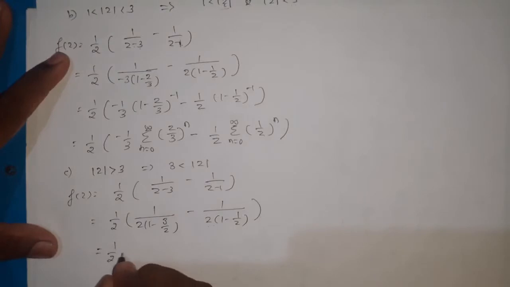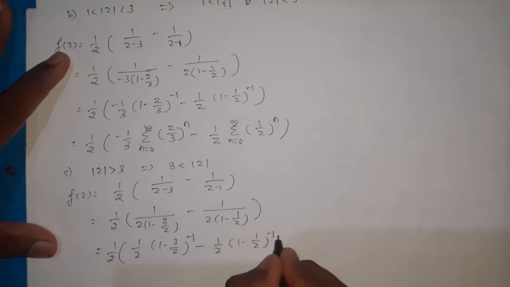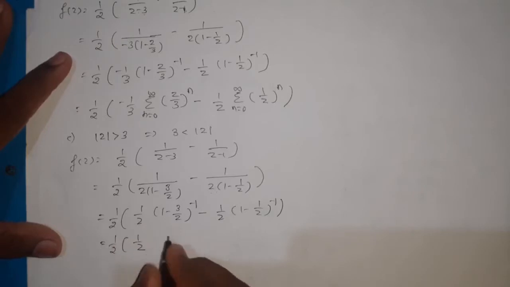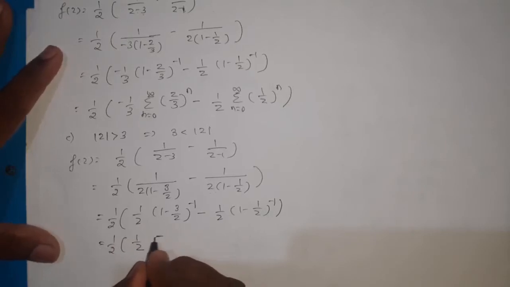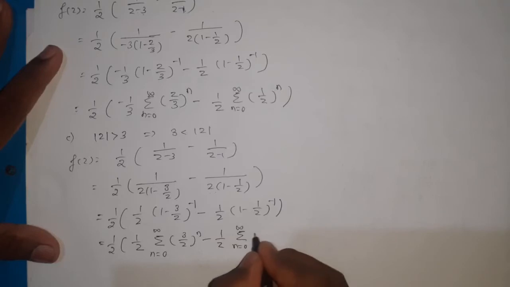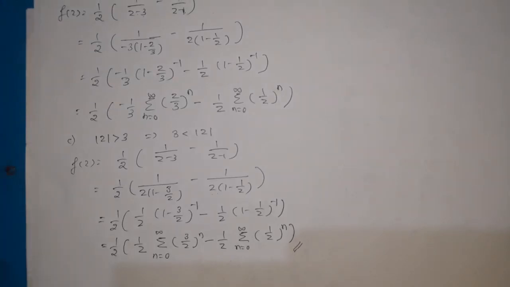This is equal to 1 by 2, here 1 by z into 1 minus 3 by z whole power minus 1 minus 1 by z into 1 minus 1 by z whole power minus 1. This is equal to 1 by 2, 1 by z. Then write this in the summation form, that is summation over n equal to 0 to infinity 3 by z whole power n minus 1 by z summation over n equal to 0 to infinity 1 by z whole power n. So therefore this is the required expansion of the given function.